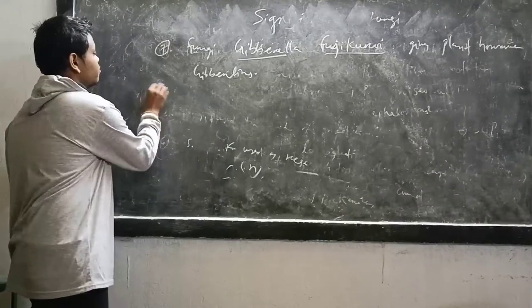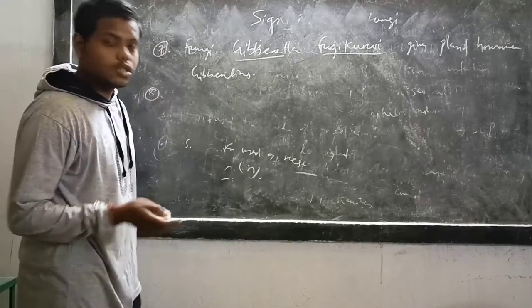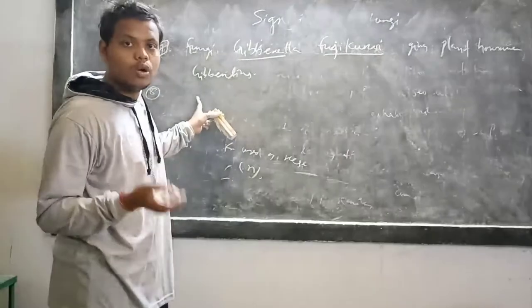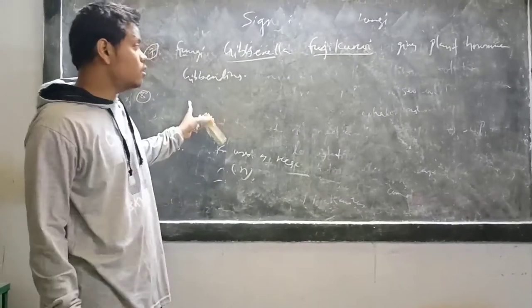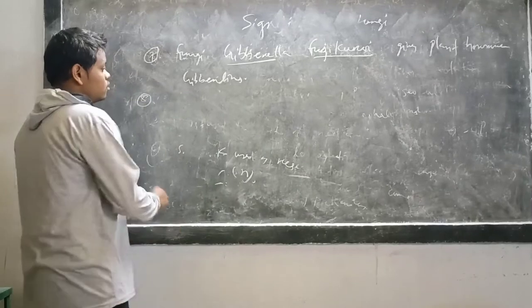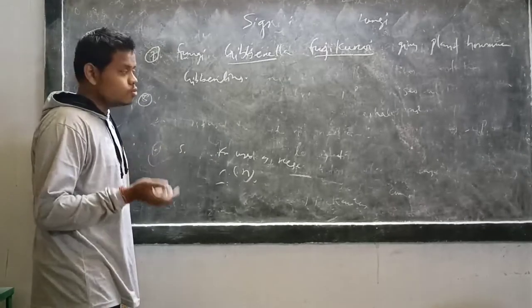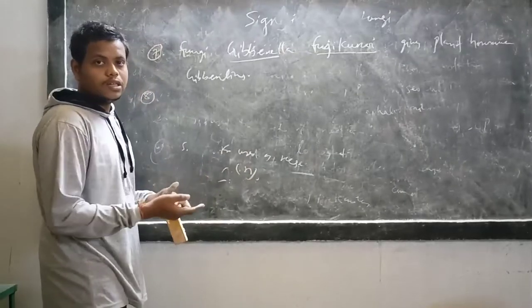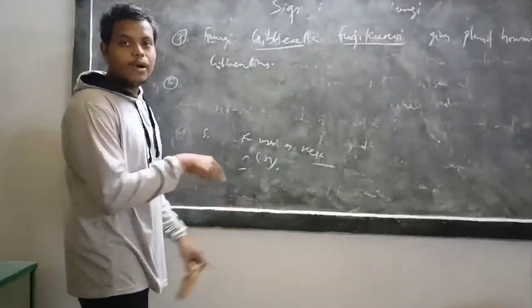Then next one, as we discussed earlier, some fungi are saprophytes. That means they grow upon dead and decaying organisms, decaying materials. That's why those saprophytic fungi are useful for the movement or transfer of the energy from the biotic component to the abiotic environment.